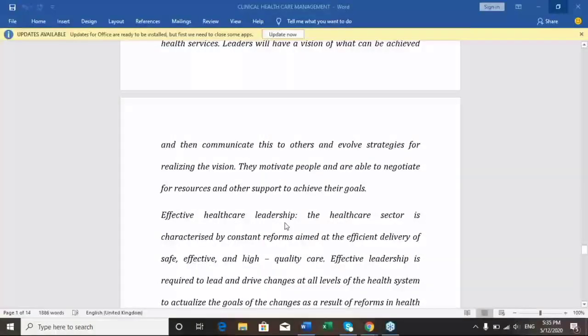Effective healthcare leadership, that is, we said we have effective leadership and good management. So we are now particular, we are now emphasizing leadership. So that's why we have effective healthcare leadership. The healthcare sector is characterized by constant reforms aimed at the efficient delivery of safe, effective, and high quality care.